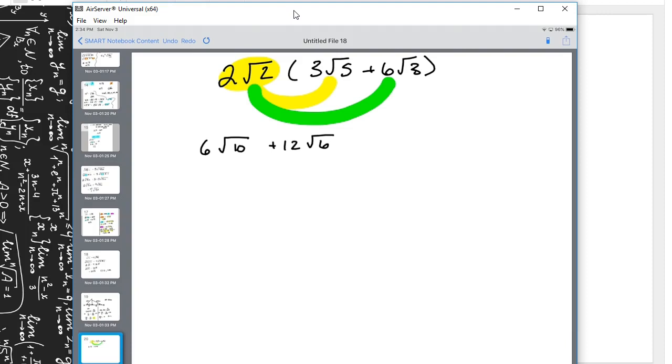Seemingly, it appears that we're done because the radicands are different. We can't add them. Well, let's just confirm that they can't be simplified. 10 would be 2 and 5. No. 6 would be 2 and 3. No. That being said, we have simplified this as far as we can. So 2 root 2 times the quantity 3 root 5 plus 6 root 3 equals 6 root 10 plus 12 root 6. So that's the distributive property, where we distribute this term outside the brackets into each term in the brackets.